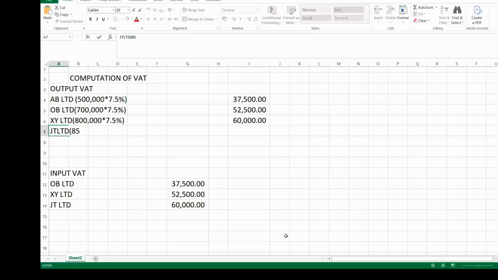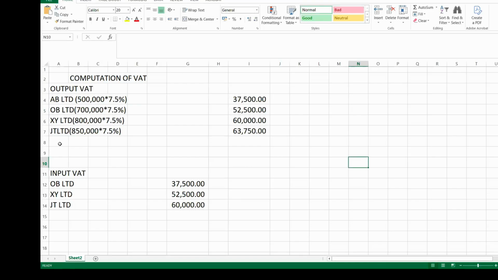On the 850,000 times 7.5%, that will give us 63,750. So this thing is sold to the final consumer. The final consumer will consume it. It's not shifting it to anybody.